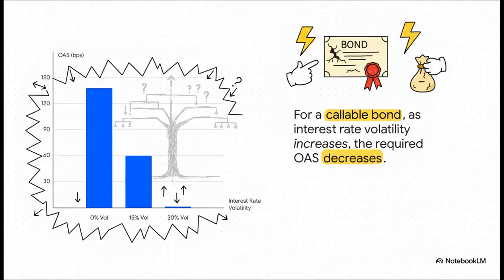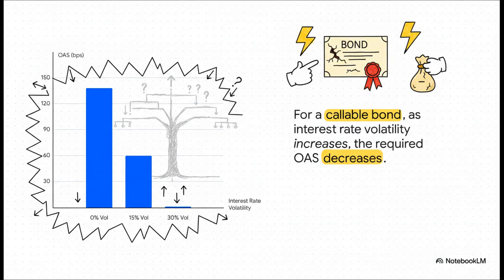Okay, this next point is huge, and it's a favorite for exam questions, so listen up. For a callable bond, what happens when interest rate volatility goes up? Well, think about it. More volatility means more uncertainty. For the issuer who holds the call option, uncertainty is a good thing. It increases the chance they'll get to call the bond at a great price for them. That makes the option more valuable.